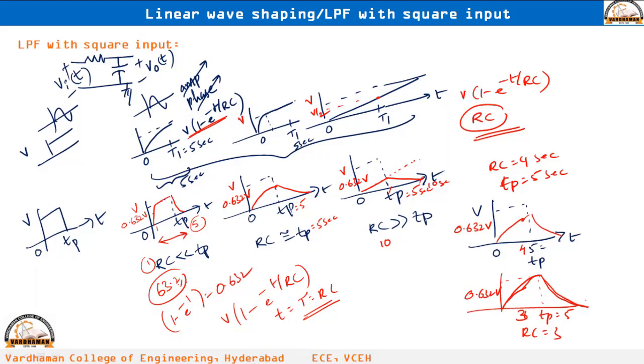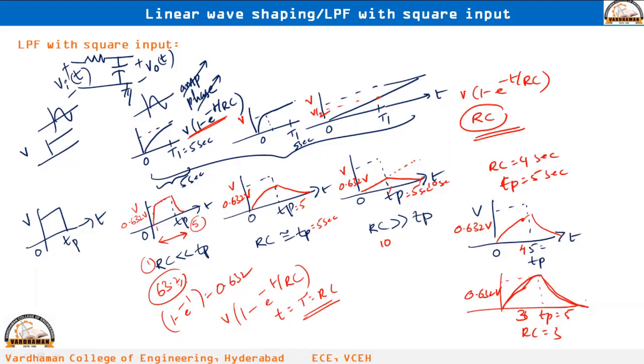So everything is based upon the RC value only. You have to see RC in comparison with the TP, whatever time you are considering, whether RC is very less, or RC is greater than that particular time instant, or RC is comparable. Comparable means you need not say exactly equal. If TP is 5 seconds, you can say RC is 4, RC is 6, like that you can take. So based upon the RC value in comparison with the TP, you will get different outputs.